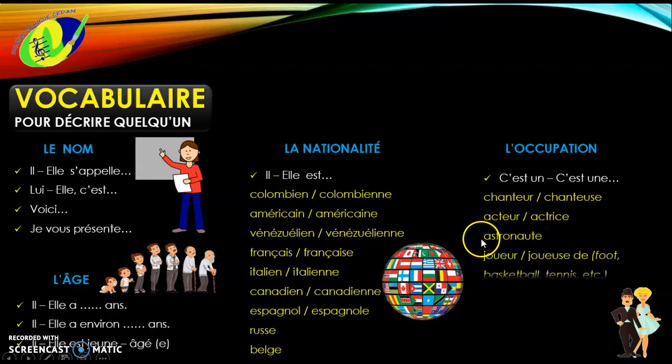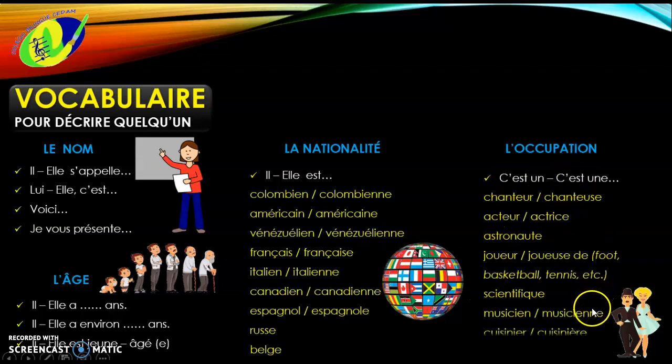The same for both. C'est un joueur de foot, ou de basketball, ou de tennis. C'est une joueuse de foot, de basketball, de tennis, etc. C'est un scientifique, ou c'est une scientifique, the same for both. C'est un musicien, c'est une musicienne. C'est un cuisinier, c'est une cuisinière. C'est un peintre, c'est une peintre. Painter, the same for both.